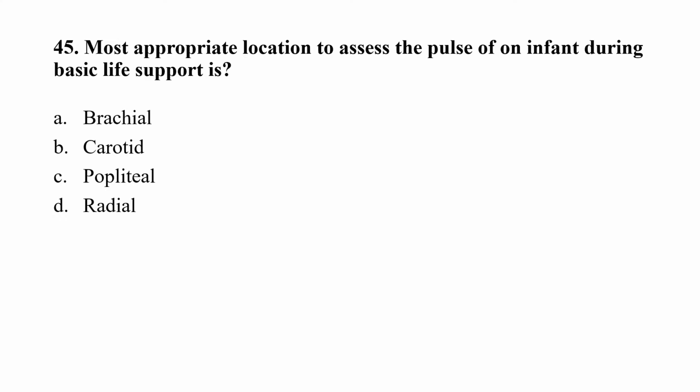Question number 45. The most appropriate location to assess the pulse of an infant during basic life support is option A, brachial, option B, carotid, option C, popliteal, option D, radial. The correct option here is option A, that is brachial, the most appropriate location or site to assess the pulse of an infant.